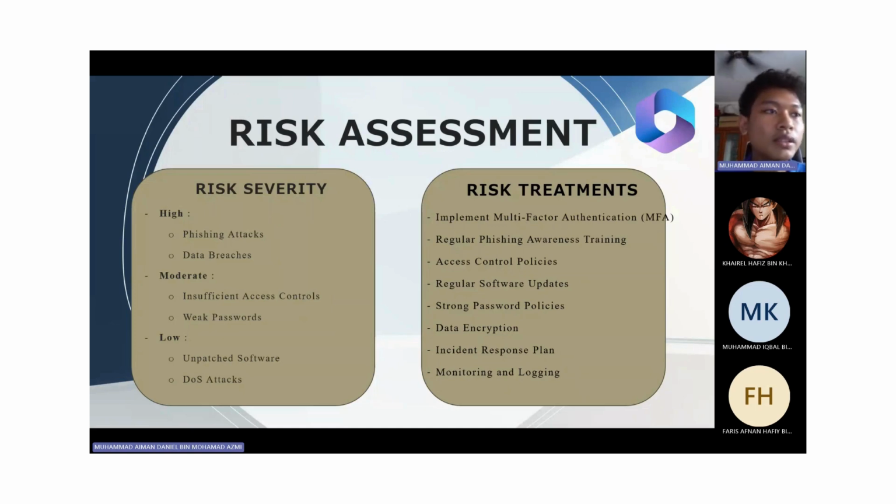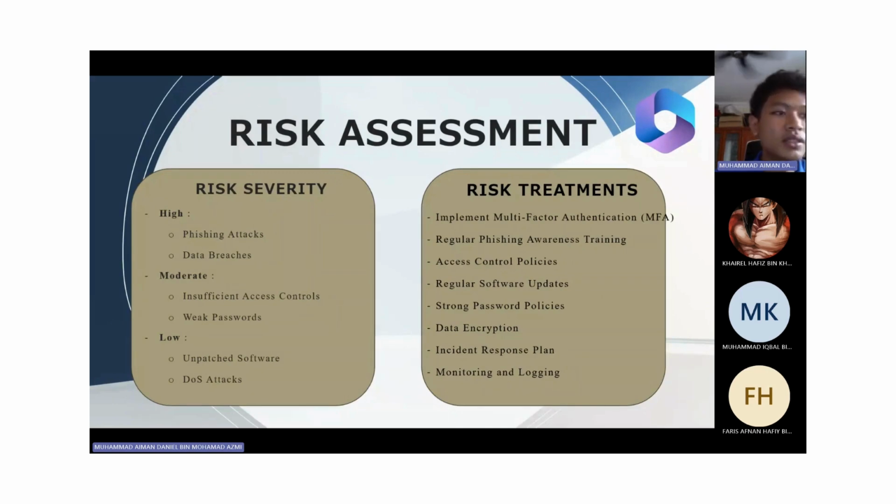And for the moderate part is insufficient access control. Insufficient access control has moderate likelihood, but significant impact if unauthorized access occurs. But if unauthorized access occurs, it's going to be too high. And the next one is weak password. It depends on the criticality of the access data, with impact varying based on the criticality of the access data.